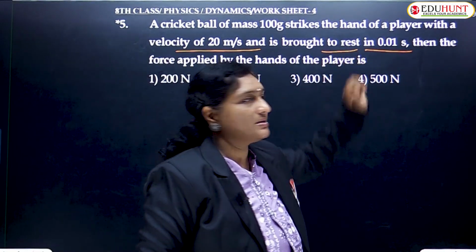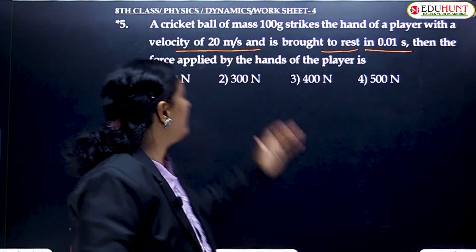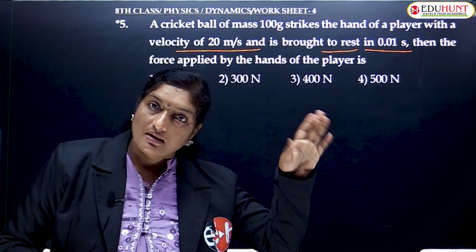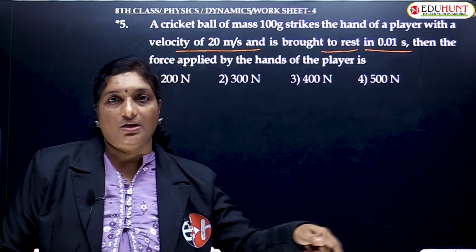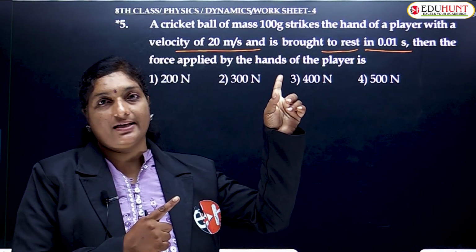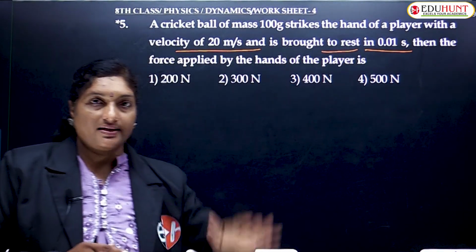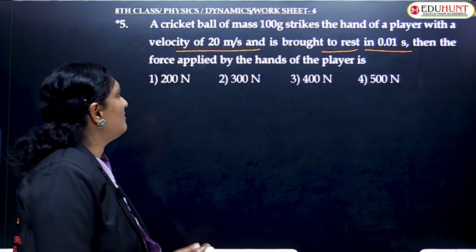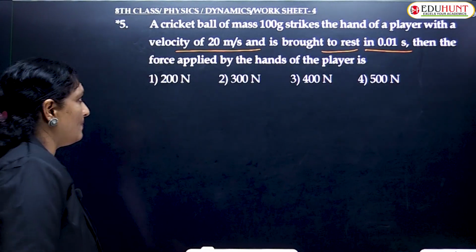So one more velocity was given. The initial velocity was 20 meter per second. The final velocity was rest, that is 0. So this has been decelerated. In earlier cases we dealt with acceleration, the scooter and all. Here it is deceleration, decreasing speed. And time was also given. So then the force applied by the hand of the player is.